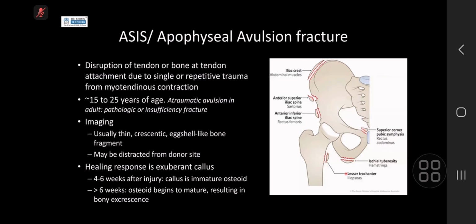So common avulsion fracture sites on this. I think everybody should know this anyway, so I wouldn't hang on too long.